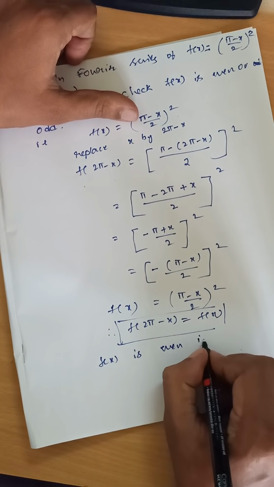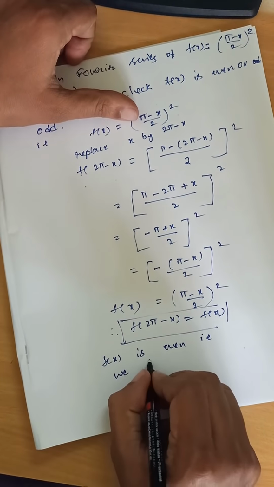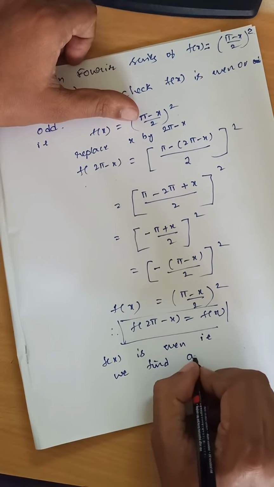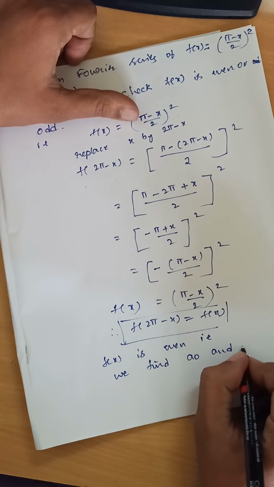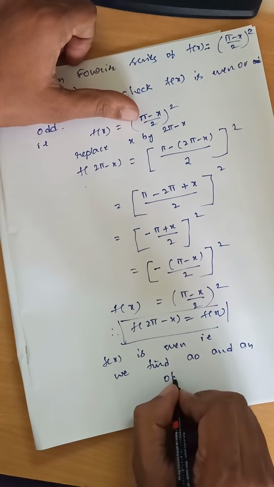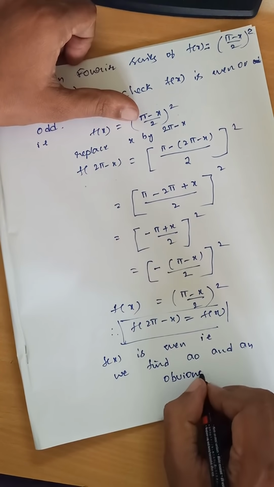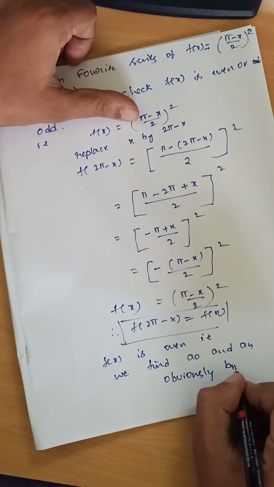That means we find a naught and an. Obviously bn is equal to 0.